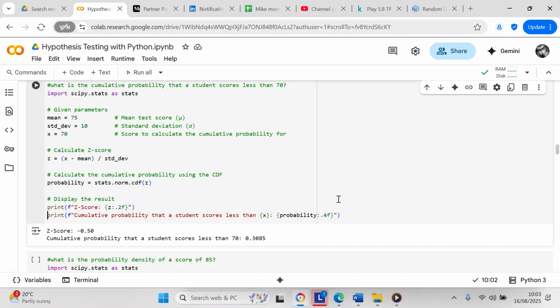Then we calculate the cumulative probability using CDF. Probability equals stats.norm.cdf(z). Stats is scipy, norm is the normal distribution, and CDF is the cumulative distribution function. We're going to print the results: the z-score and the cumulative probability that a student scores less than 70. Your z-score is negative 0.5, and your cumulative probability that a student scores less than 70 is 30.85%.